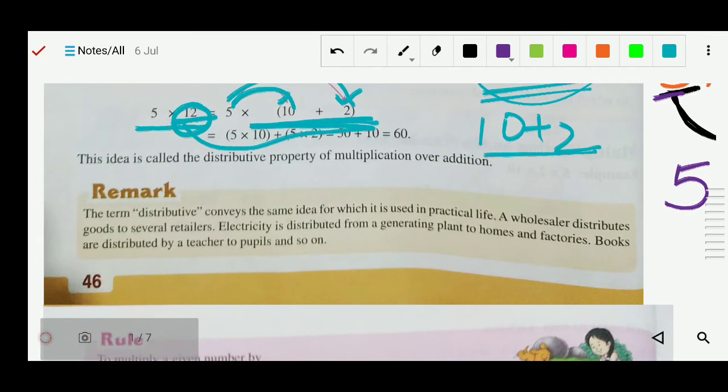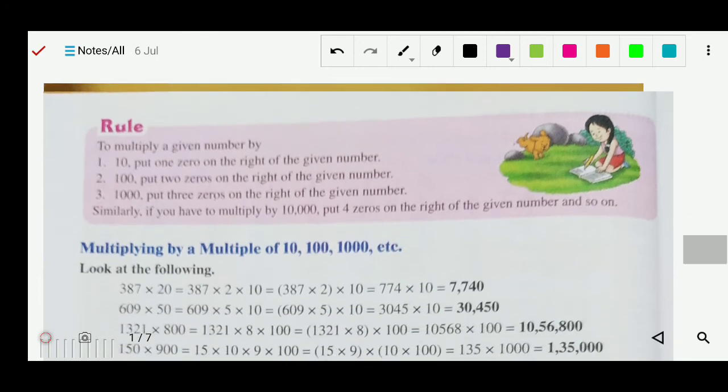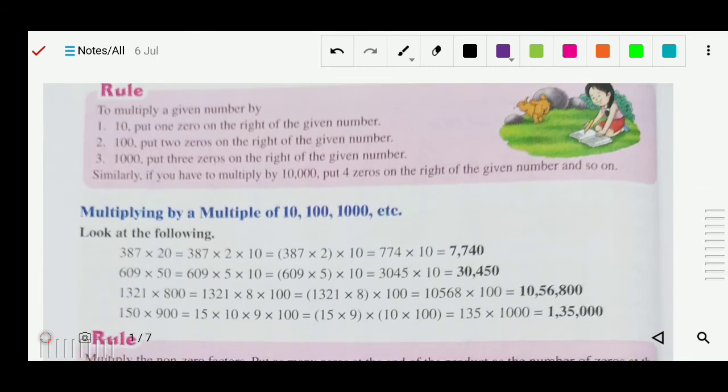Okay. Next is multiplying by the multiples of 10. When you multiply by multiples of 10, you simply count the number of zeros and put them there. You see here, 2 into 10, we multiply the number by 2, and however many zeros there are, we place them there. So this is the multiplication by the multiples of 10. We will solve some questions, then we will understand better.